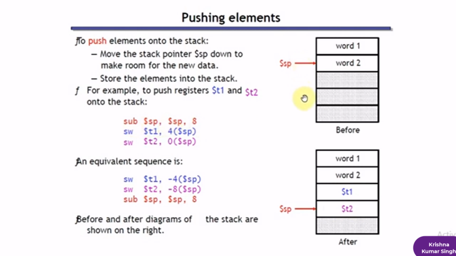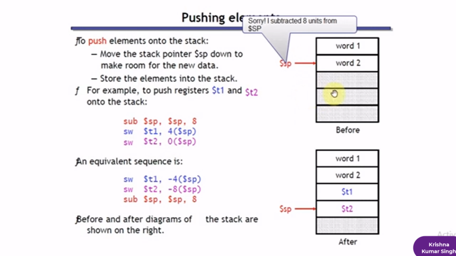First, we subtract 8 units from the stack pointer, so it will move to this point. Then we store register $t1 into this location, stack pointer plus 4. So the stack pointer is here, and stack pointer plus 4 should be here. So $t1 will be stored in this word, and next we store the content of $t2 into the location that the stack pointer points to.